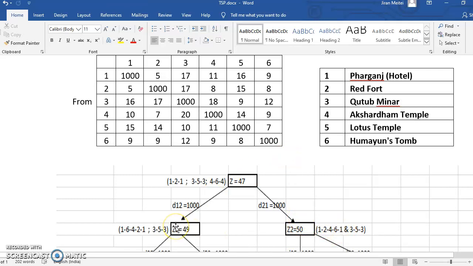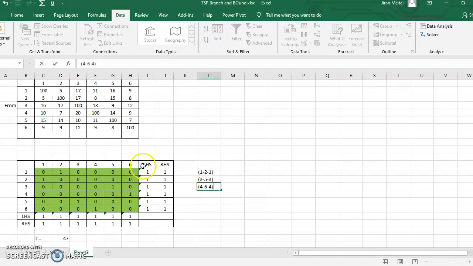Now, the first subproblem is to be defined by replacing D12 by 1000 and solving this as an assignment problem. Let me demonstrate this again. I have to replace this by 1000. 100 or 1000, it has to be a large number so that this option is never selected by the salesman. So 1000.